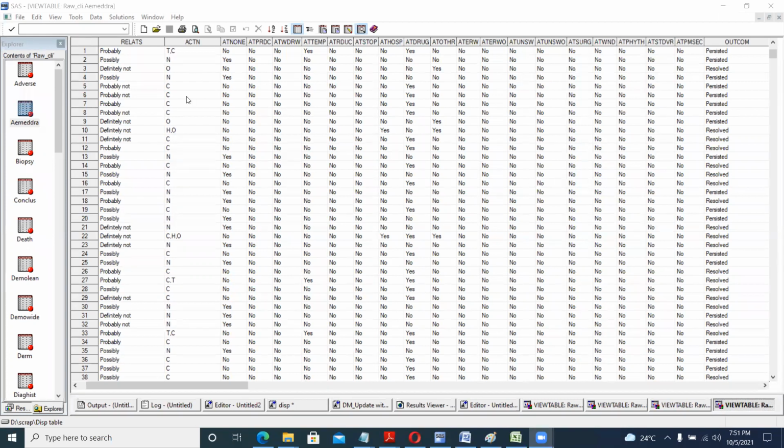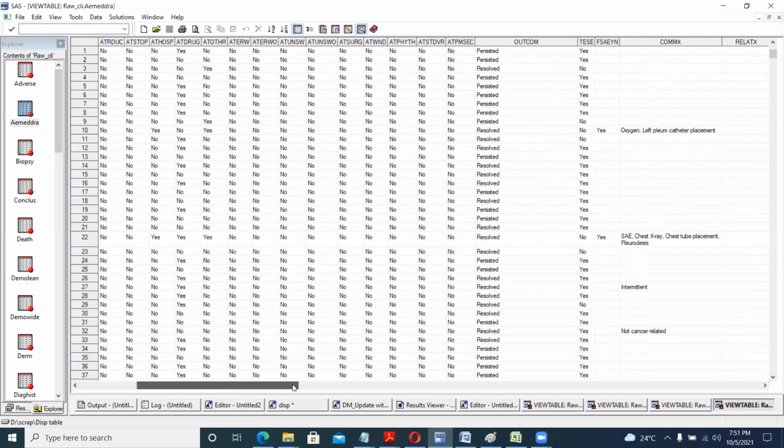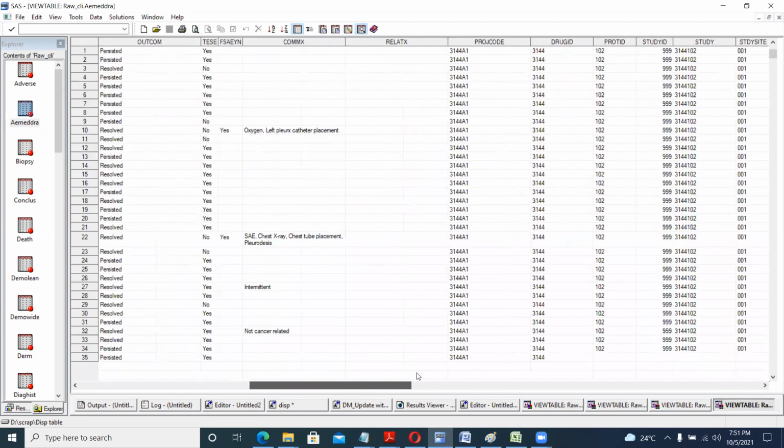What is there in this one? What is T? What is C? What is H? What is O? What is probably, what is definitely not? What do you mean by that? That information you can come to know, along with outcome, etc. But as of now, what are the variables to discuss? That we'll see totally clearly.